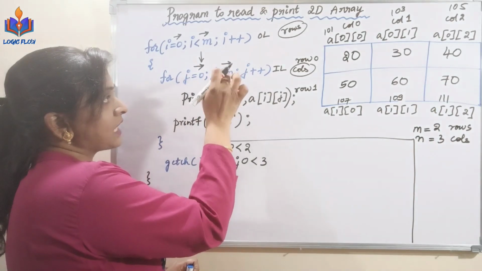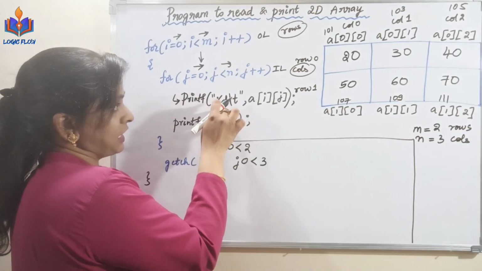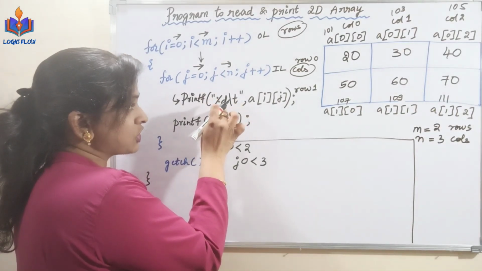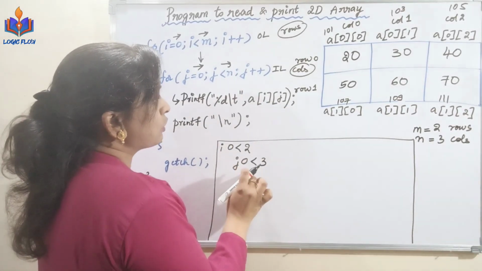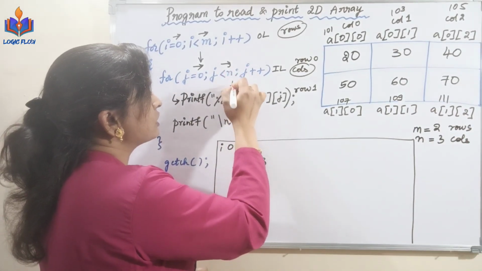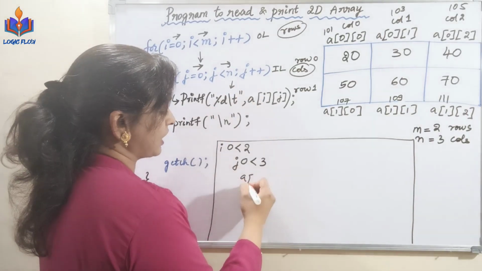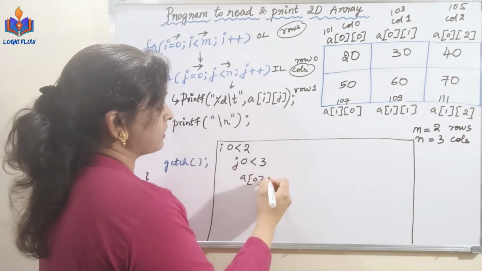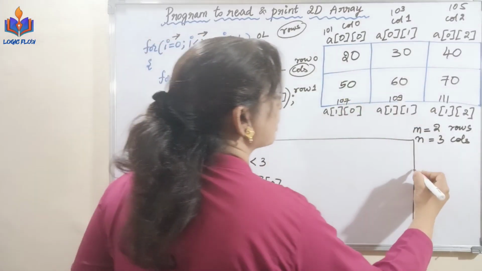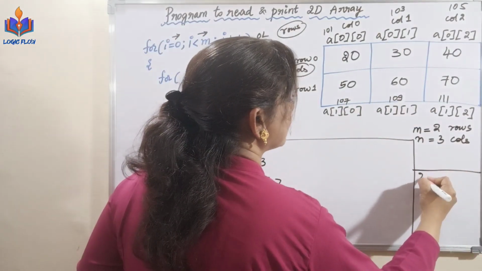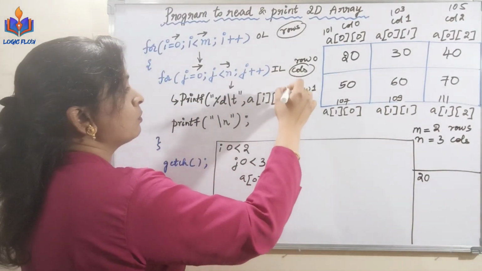But based on this inner loop condition, I only have to execute this immediate statement, where I am trying to print an integer that is stored in A of ij with a tab space. So I say 0 less than 3, condition true, execute this immediate statement, print the integer stored in A of ij. I means 0, j means 0. So what do we have in A of 0, 0? It is 20. So in my output screen, I am going to get 20. Then a tab space. Then inner loop progress.